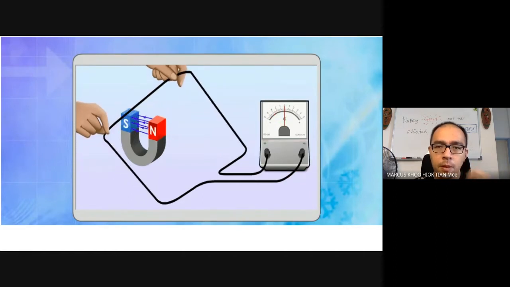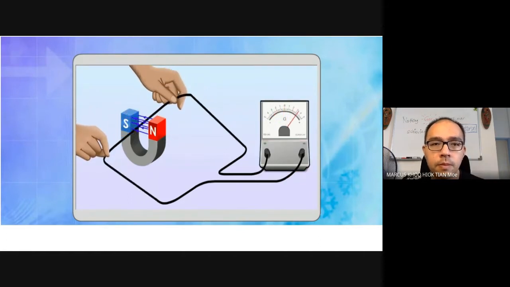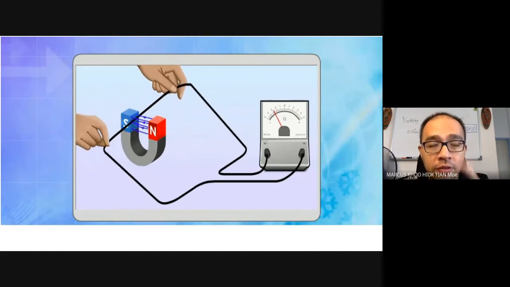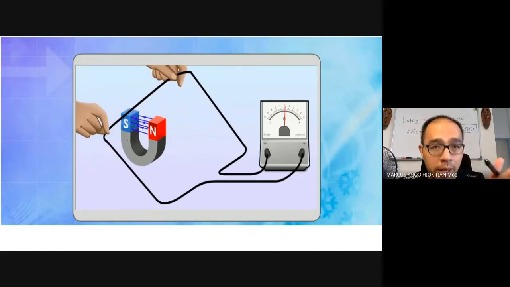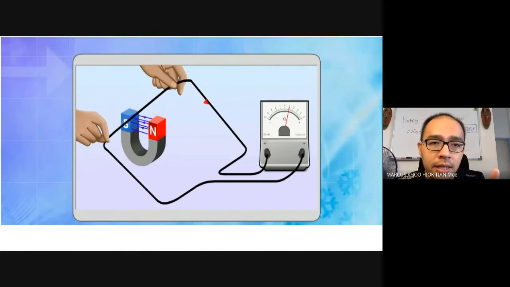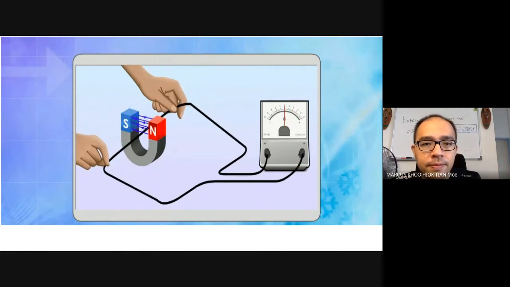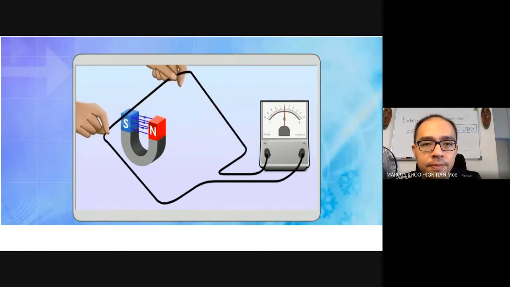What does the deflection of the galvanometer pointer indicate? Okay, deflection and galvanometer. Bila ada pesongan means what? The deflection of the galvanometer pointer indicates that there is a current flow.